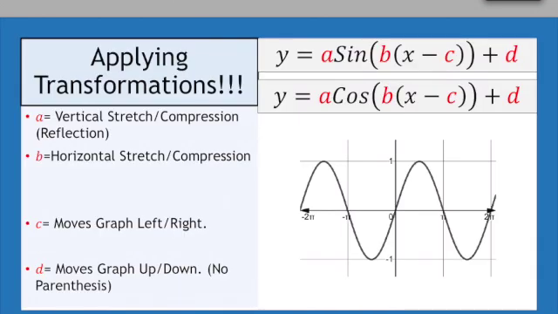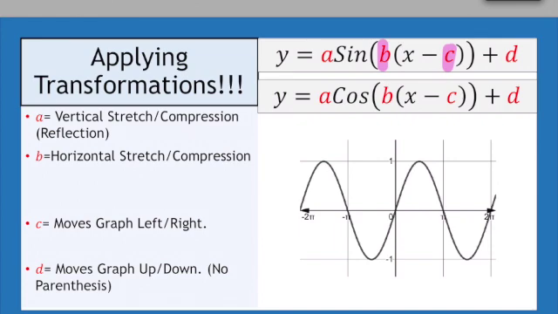Okay, so I just wanted to go over the transformations for this week. So we have a couple of them. The two transformations that we are mostly focused on are going to be the B and the C. Last week we saw the A and the D. We saw what they did. So the B and the C are going to focus on the horizontal aspect of the transformations, whereas the A and the D focus more on the vertical transformations.